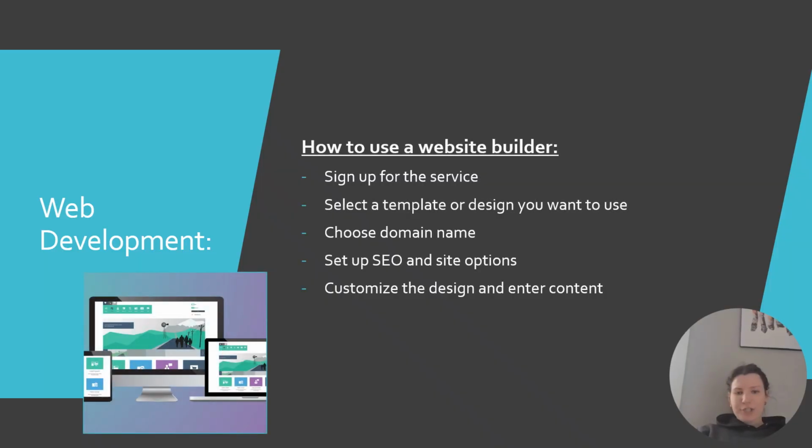So how do you actually use a website builder? The first thing that you would want to do is sign up for the service of your choice. Then you would select a template or design that you want to use for your desired information, whatever you have to include for that. And then you would choose a domain name. You would set up your SEO and site options. SEO just means search engine optimization, so that's what that stands for. And then the last thing you would want to do is just customize the design.